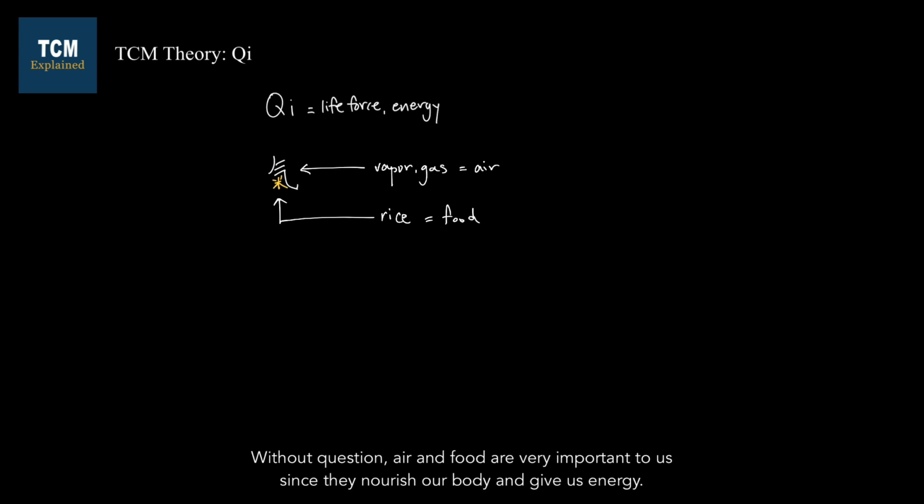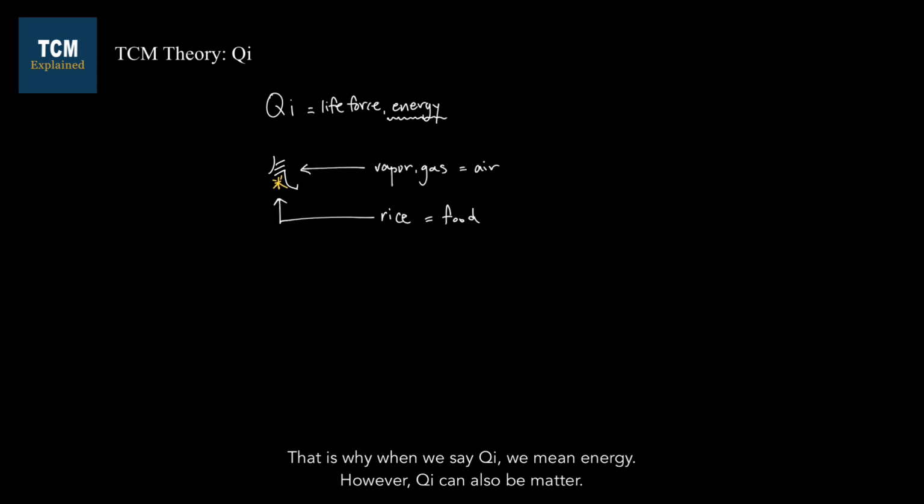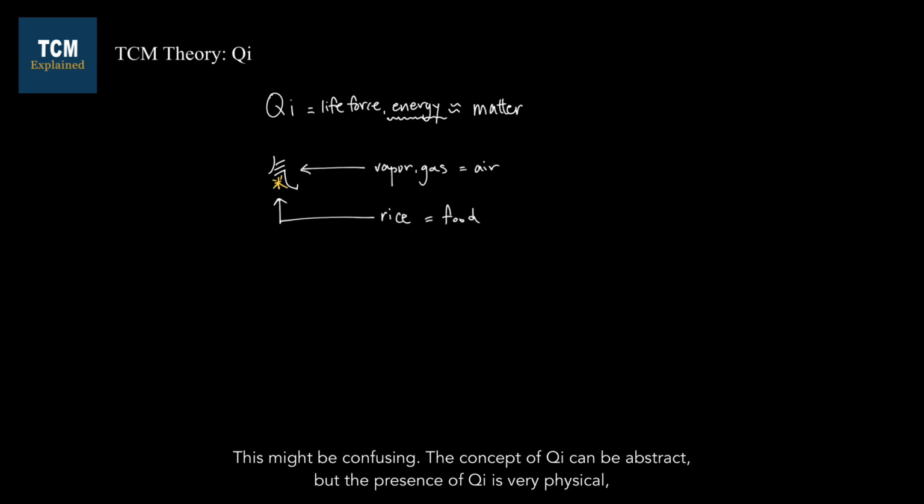Without question, air and food are very important to us since they nourish our body and give us energy. That is why when we say Qi, we mean energy. However, Qi can also be matter. This might be confusing. The concept of Qi can be abstract, but the presence of Qi is very physical, meaning Qi is everywhere and everything is made of Qi.